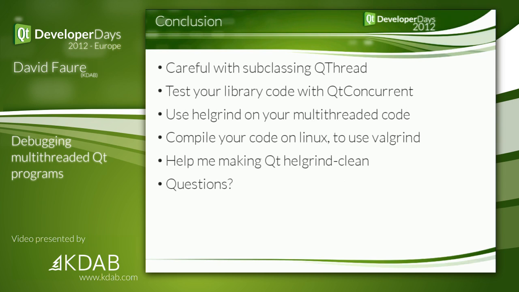So the conclusion of this talk is be careful when you subclass QThread. Probably don't even use it, don't do that anymore. Make sure you test your library code with QtConcurrent. Use Helgrind. For this you might have to compile on Linux. And there is a lot of work to make Qt Helgrind clean, so if you see problems in Qt when you run Helgrind, do report them, and possibly with a patch as well.